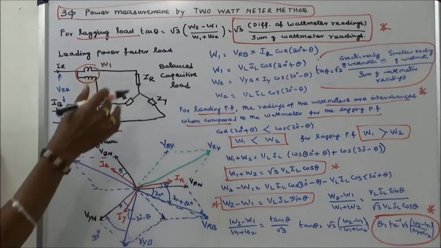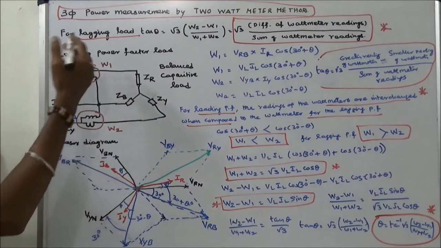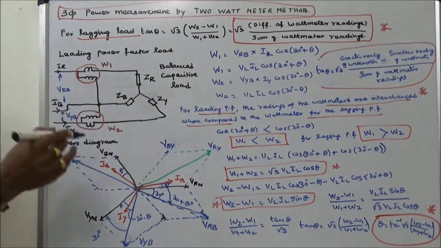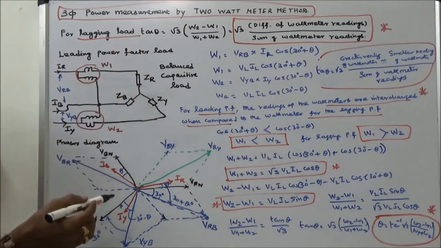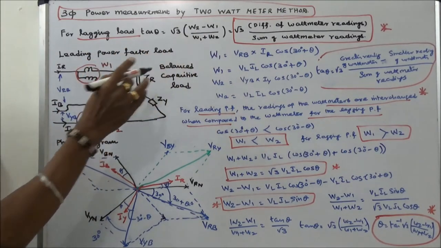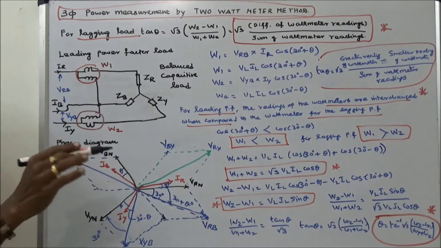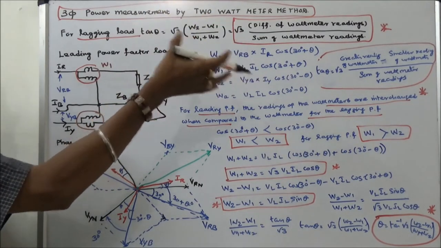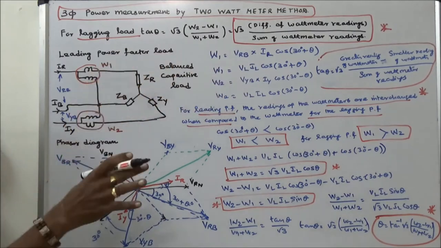In this class we discuss three-phase power measurement for a leading power factor load. Already we derived for a lagging power factor load, tan theta is equal to root 3 into (W2 minus W1) divided by (W1 plus W2). That is equal to root 3 into the difference of wattmeter readings divided by the sum of wattmeter readings.